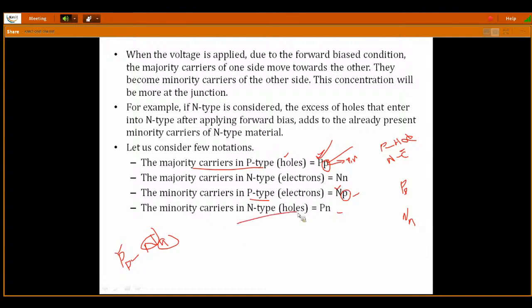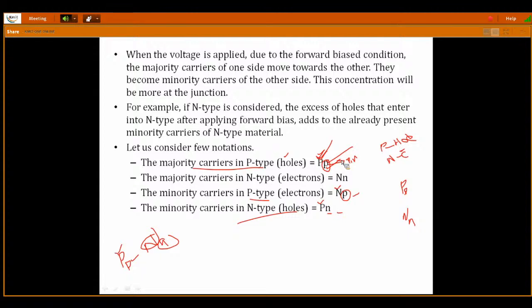As well as in the n-type material, what are the minority charge carriers? Holes are the minority charge carrier. Remember this notation. This notation is very, very, very important, because if you are not aware of this notation, ultimately in the next 3 slides you are going to be confused. Once again, the first letter is either electrons or holes, the charge carrier. The subscript is the type of material.